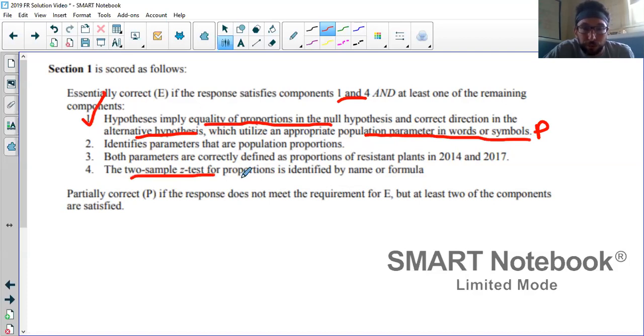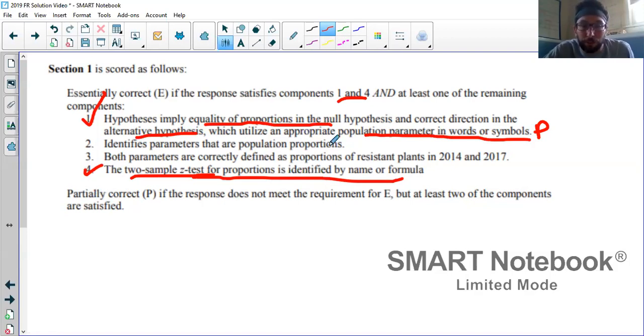2 sample z-test for proportions identified by name or formula. We have not written that down, so we really haven't met that, although we said it out loud. And that's because many of us are going to copy this from our calculator screen, which is going to happen in a second. So this hasn't been formally written yet, but this is going to happen in a minute when we use our calculator.